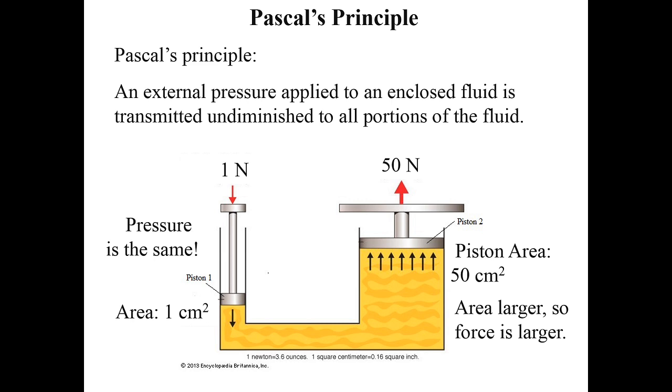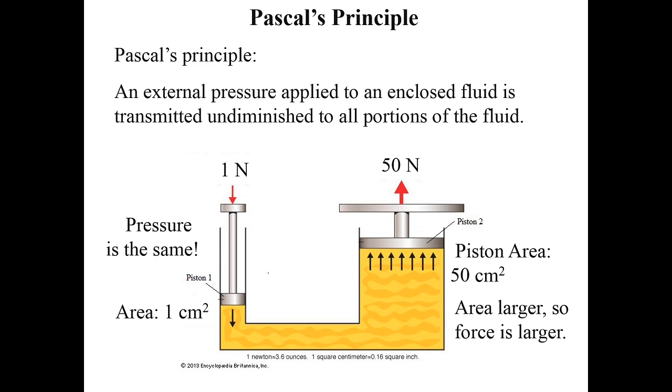So let's consider an enclosed fluid that has two pistons attached to it. One piston has a very small area and one has a large area. In our example here, the small piston has a surface area 50 times smaller than the large piston. So let's say we push down on the small piston. We are applying a force over a small area, so the pressure will increase very rapidly. A moderate force divided by a small area will lead to a very large change in pressure.